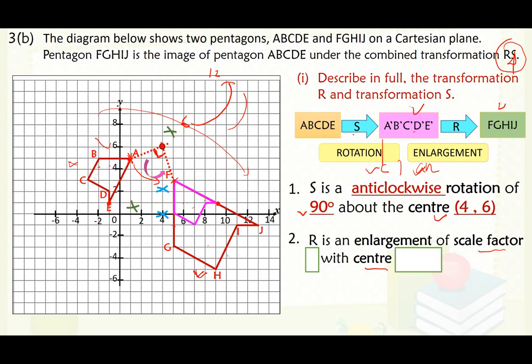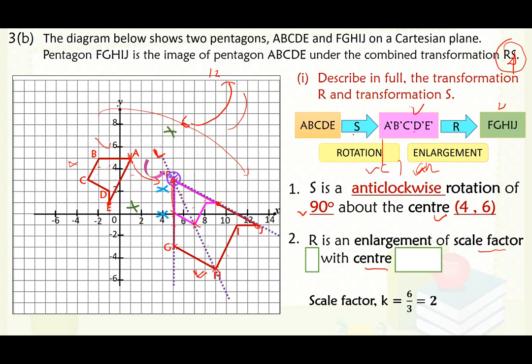Now I want to do the enlargement. From this go to here. So I want to know what the enlargement is and what the center is. This is a corresponding point, this is a corresponding point, and this is a corresponding point. Connect the corresponding points with straight lines. The intersection point will be the center of the enlargement. So the center of the enlargement is (5, 3).